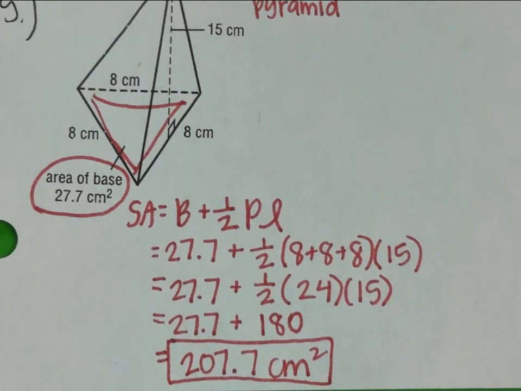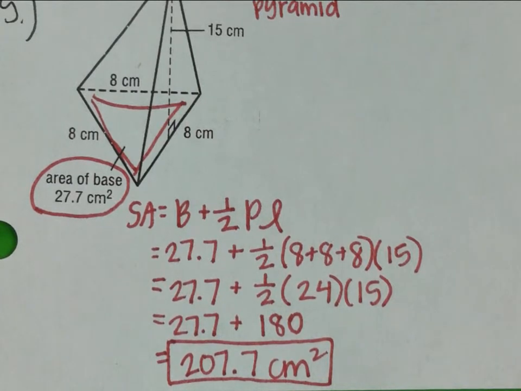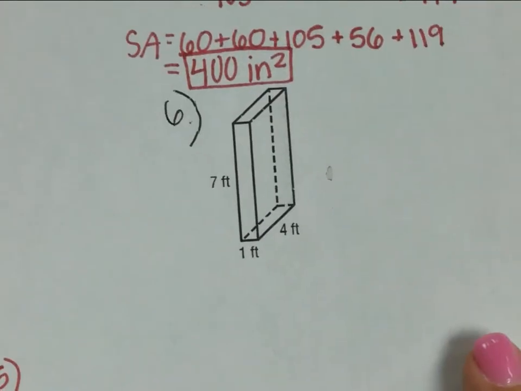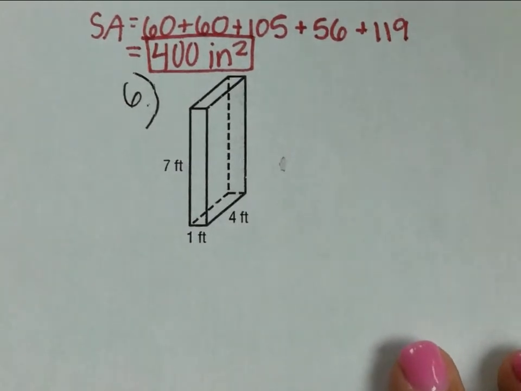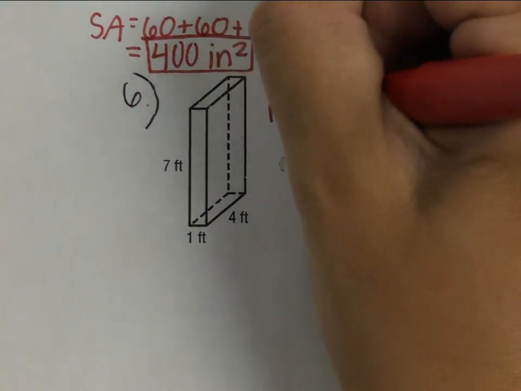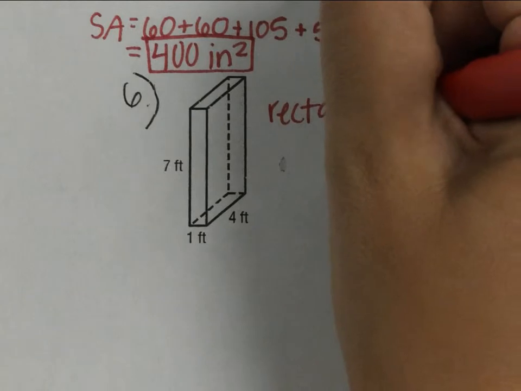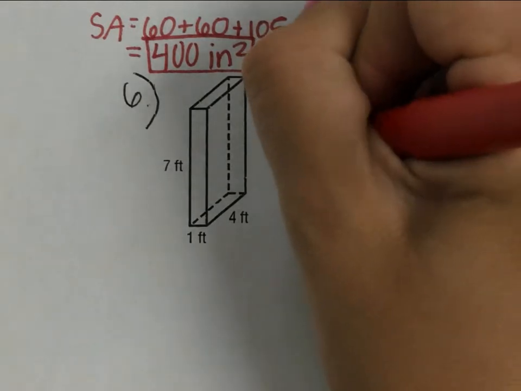Any questions on that one? All right, the last one. What figure do I have? Rectangular prism. I'm not going to do this one because we're pretty good on this one, but I am going to get you started.